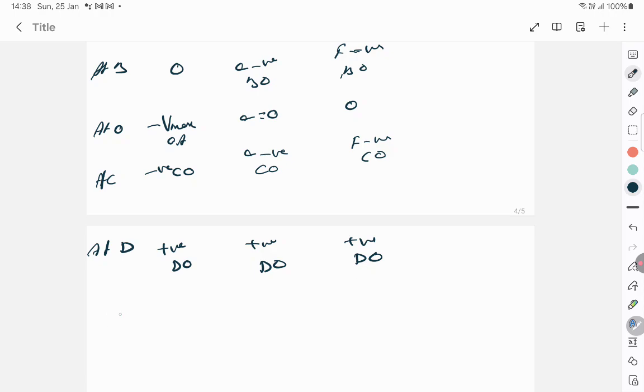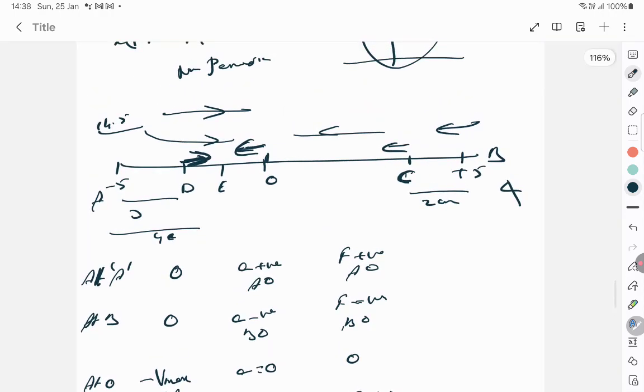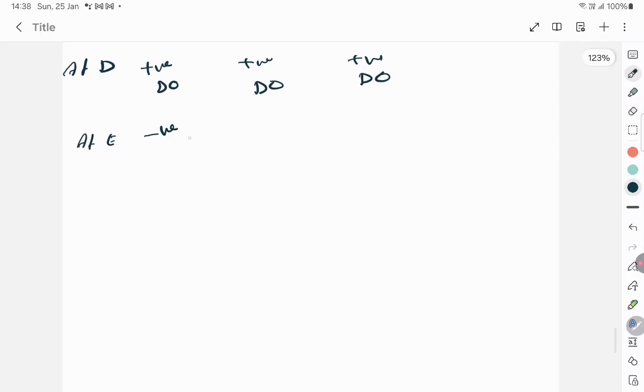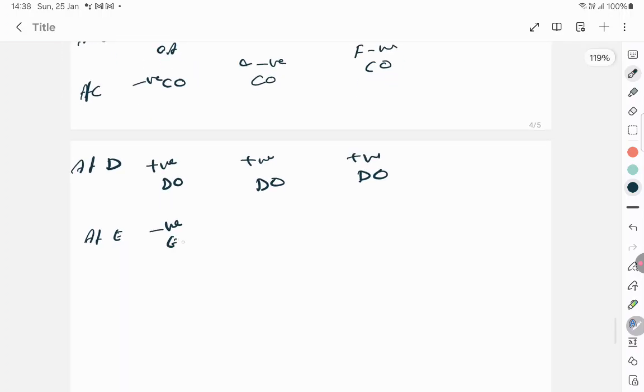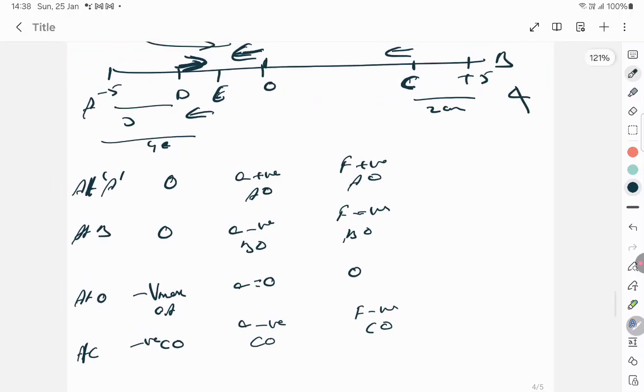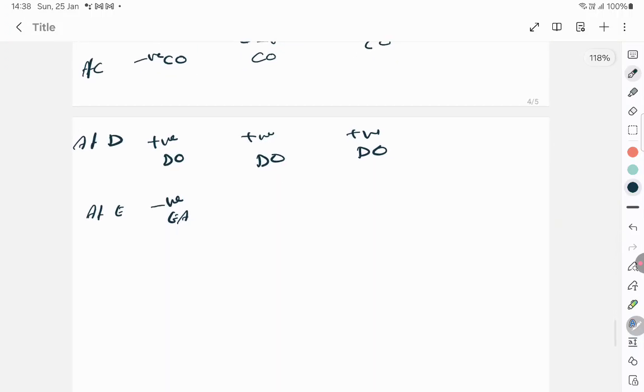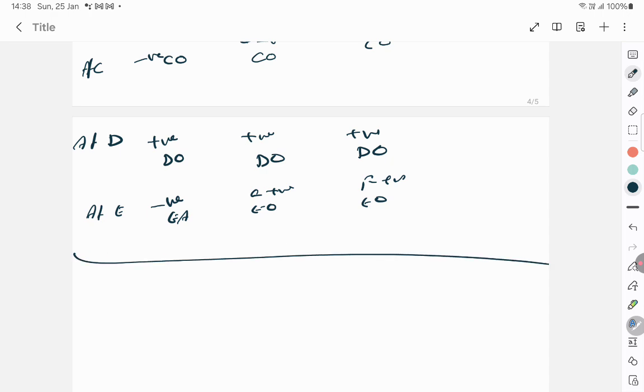So let's go to the next item. Next is at E. Where is E? It is here. And how is it directed? Towards A, which means the velocity is negative, negative velocity along EA. And what about acceleration? The restoring acceleration is going to bring it in the direction EO and it's going to be positive. Acceleration is positive, force is also positive along EO. So I'm sure you understood this tabular column.